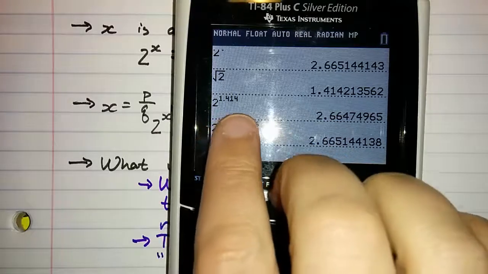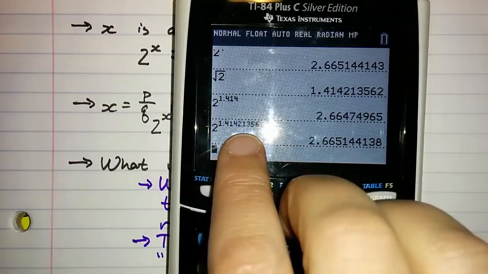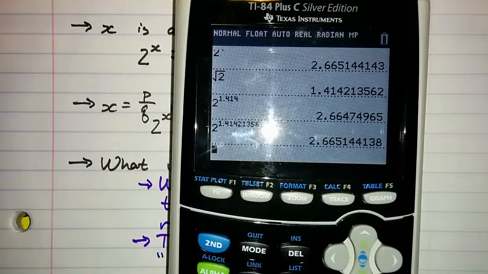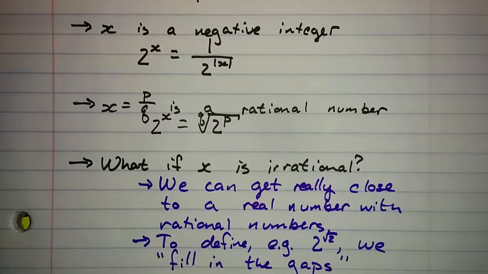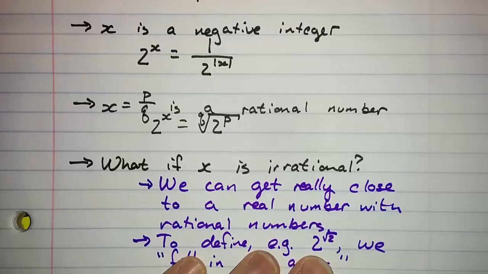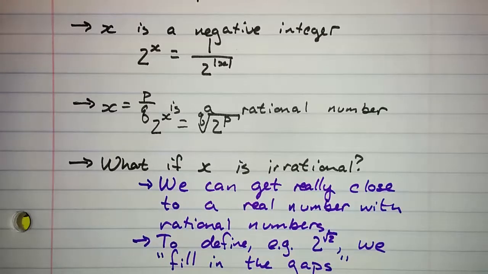And both of these numbers, 2 to the 1.414 and 2 to the 1.4142136, those are both rational exponents. So if we want a decimal approximation to 2 to the power of some irrational number, we take a rational approximation of the exponent that's as close as we need to be to get our approximation of 2 to the root 2 as close as we need to be. If we want to think about the true value of 2 to the root 2, well, it's what all of those values get close to.